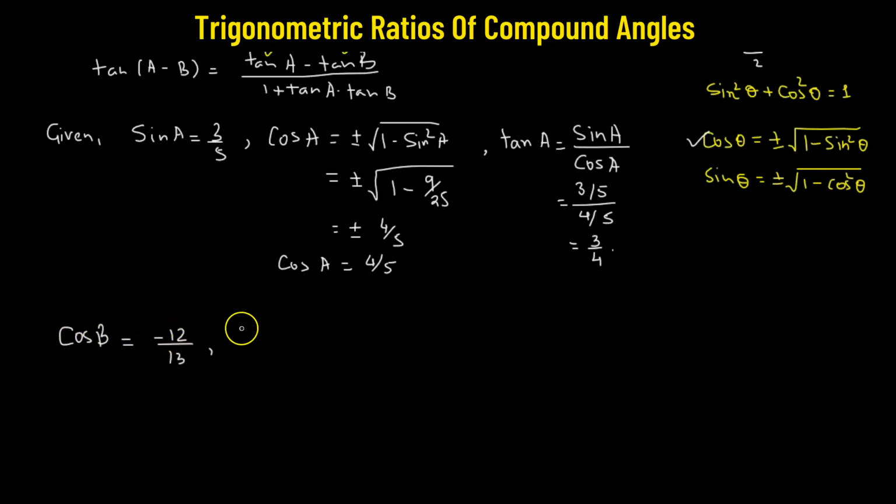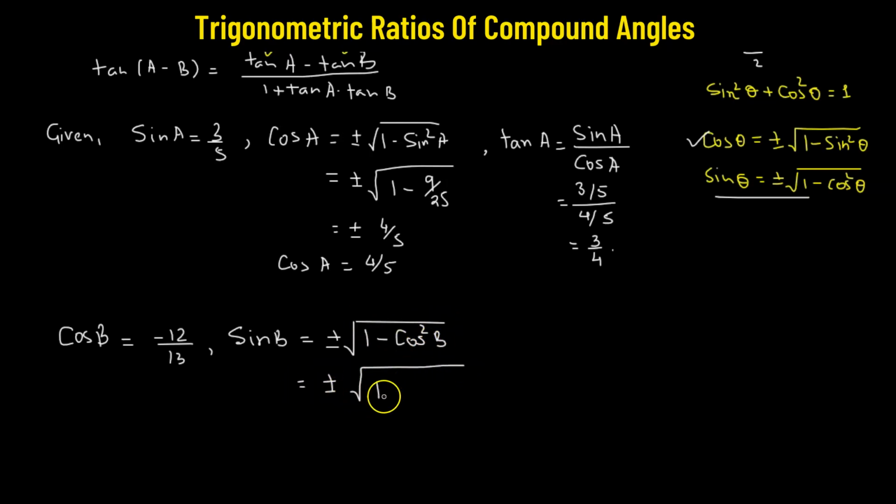So first we'll find out the value of sine B. For that, we are going to use this formula. So sine of B will be equal to plus or minus square root of 1 minus cosine squared B. So we'll use the value of cosine squared B. So we have plus or minus square root of 1 minus cosine B being negative 12 over 13. On squaring it, we're going to get 144 over 169. So that gives us a value plus or minus 5 over 13. So we are getting two values, a positive 5 over 13 and the other one is negative 5 over 13.